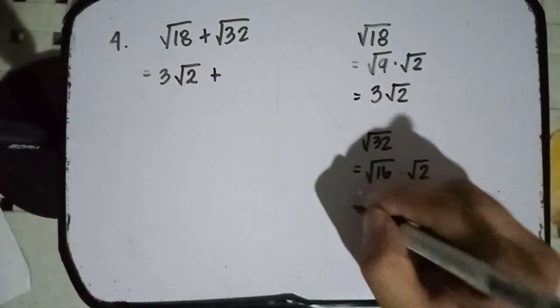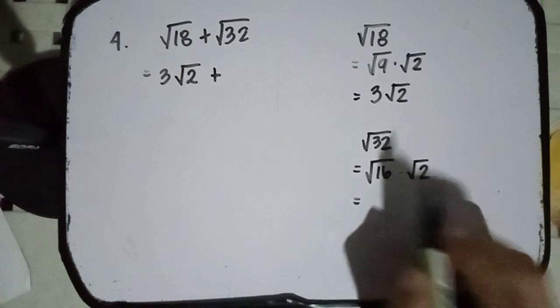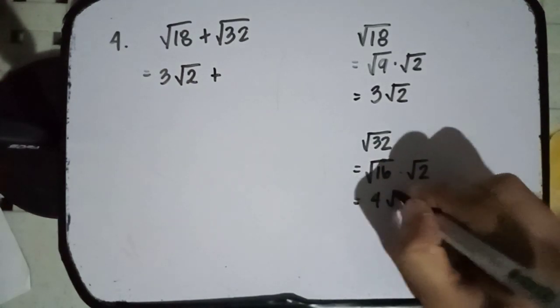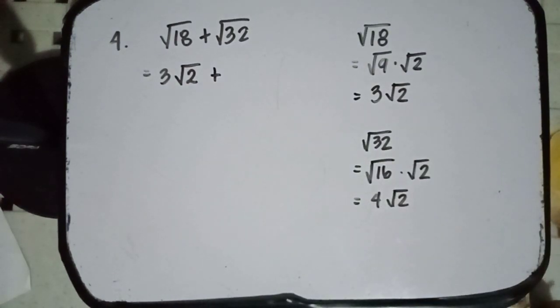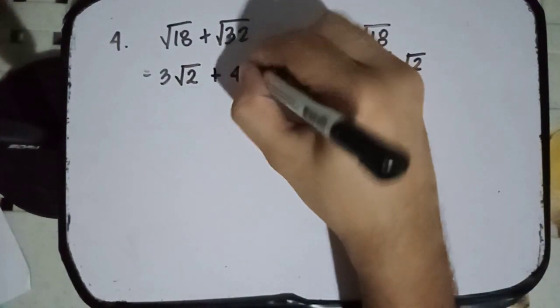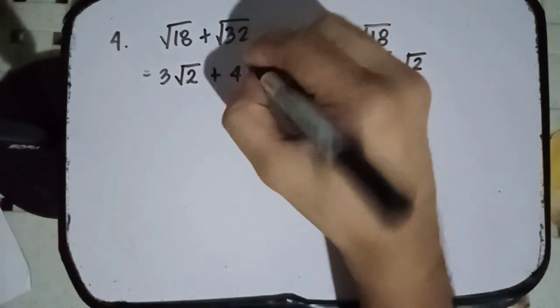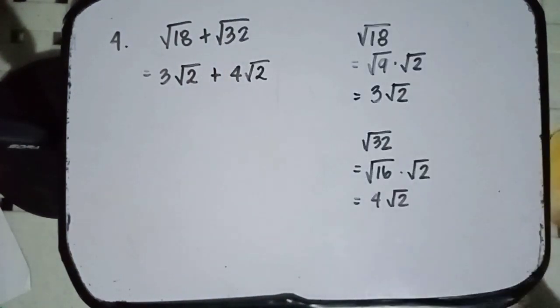Tama? And then, kunin natin square root of 16. This should be equal to 4. Then, square root of 2. Okay? So, 4. From square root of 32, na-simplify natin into 4 square root of 2. So, 4 square root of 2.